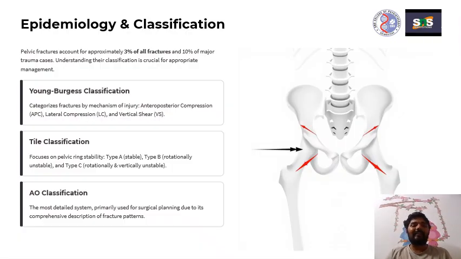Second one is the Tile classification. Tile classification focuses on pelvic ring stability. Type A is stable, type B is rotationally unstable, type C is rotationally and vertically unstable. And third one is the AO classification. That is the most detailed system, primarily used for surgical planning due to its comprehensive description of fracture patterns.